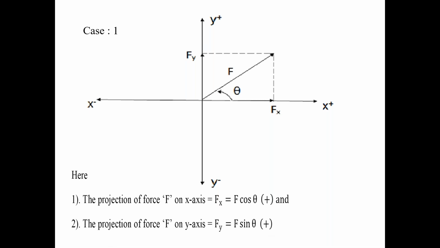So in this condition 1, the force F is making the angle theta with x-axis. So the projection of force F on x-axis is Fx, that is equal to F cos theta, positive projection. The projection of force F on y-axis, Fy, is F sin theta, that is also a positive projection. Both Fx, positive projection, F cos theta, and Fy, positive projection, F sin theta.